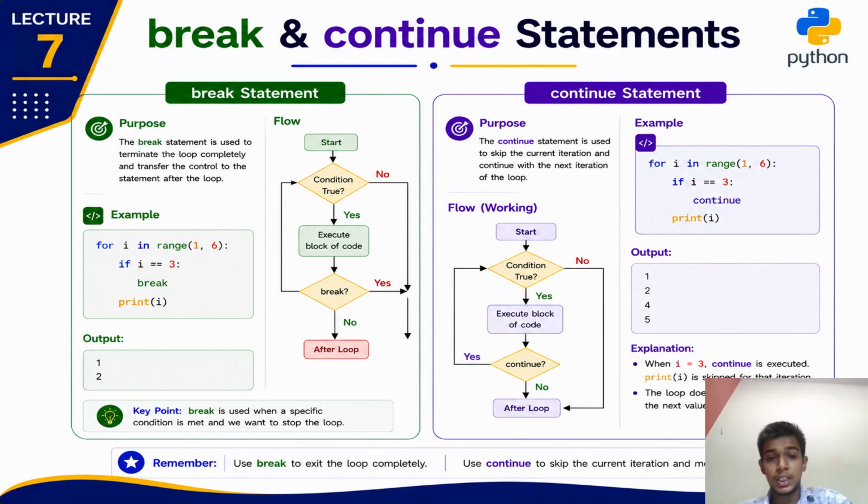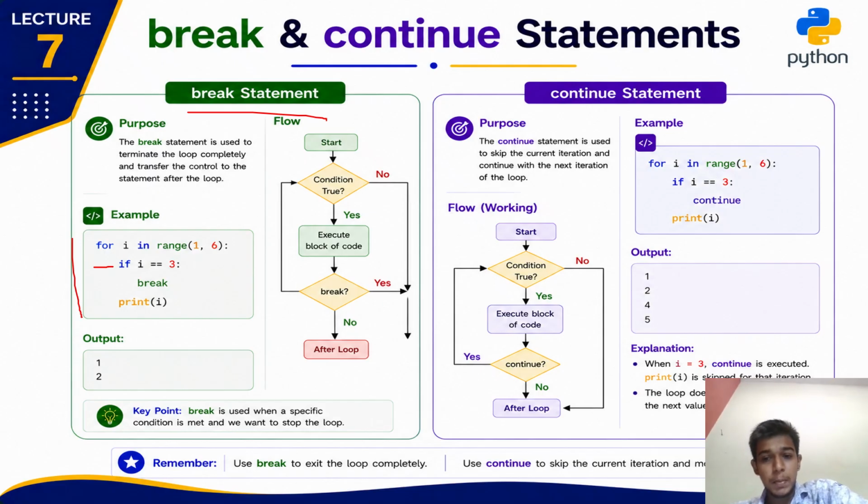So, the break statement. First, let's discuss the break statement. The purpose of the break statement is to terminate the loop immediately when a specific condition is met. As soon as Python encounters the break statement, it exits the loop and continues with the first statement after the loop. Look at this program. For i in range(1, 6): if i == 3: break; print(i).